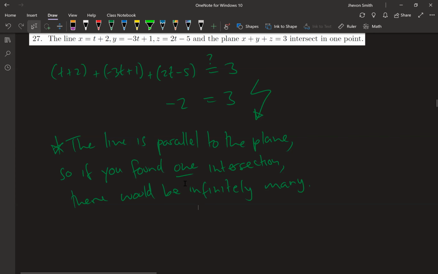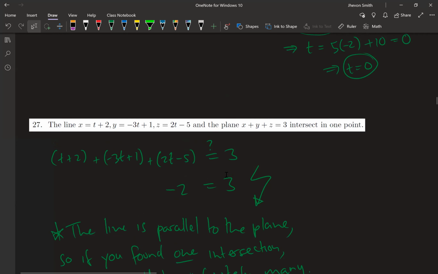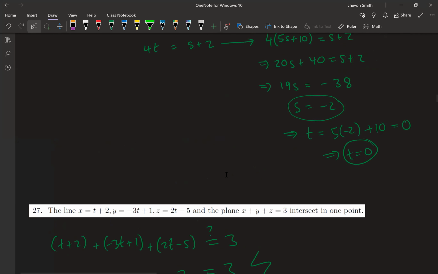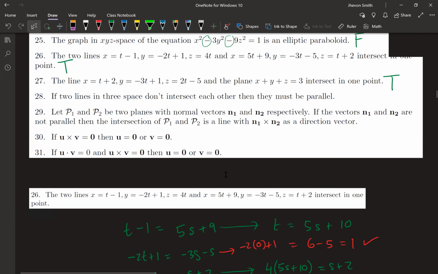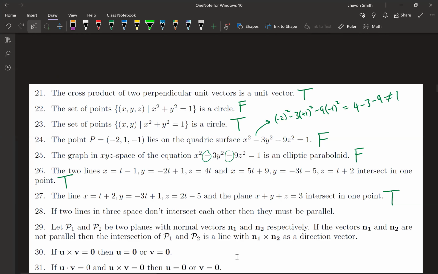How do I know this line is parallel? Well, the direction vector for the line is 1 comma minus 3 comma 2. If you take the dot product with the normal vector to the plane, which is 1 comma 1 comma 1, you will get 0. So the line is orthogonal to the normal vector of the plane, which means it's parallel to the plane itself. And so it will either always intersect or never intersect. And in this case, it never intersected.